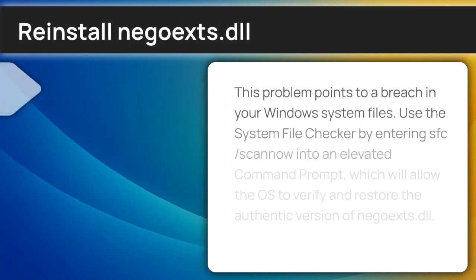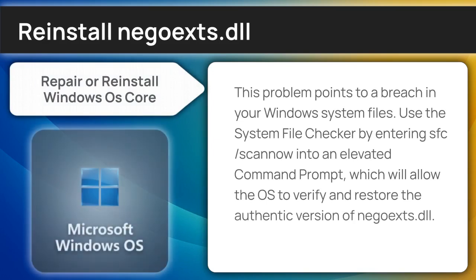This problem points to a breach in your Windows system files. Use the system file checker by entering sfc /scannow into an elevated command prompt, which will allow the OS to verify and restore the authentic version of Negotiation Extension Library DLL.